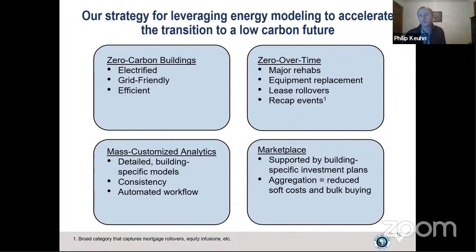And then finally, the marketplace. We're hoping this really starts to answer the question that was highlighted in the poll, which is motivating building owners to act. And so the intent here would be do the mass customized analytics, but pair it with a marketplace that allows people to buy things at a lower price than they would be able to otherwise, because they're aggregating them together and buying them in bulk. So we are seeing a very interesting combination between an energy simulation tool and a marketplace that would be supported by that tool.